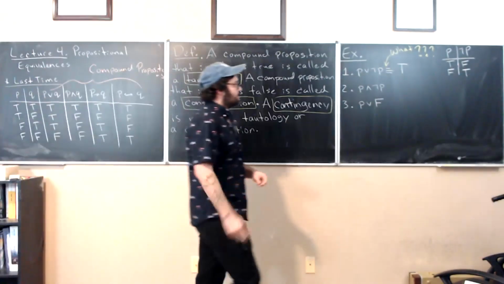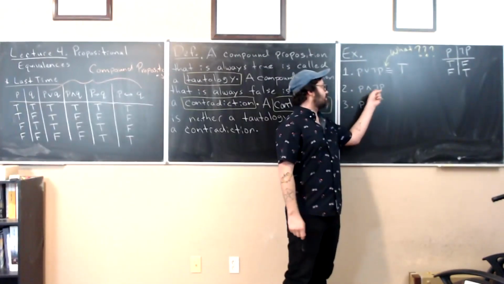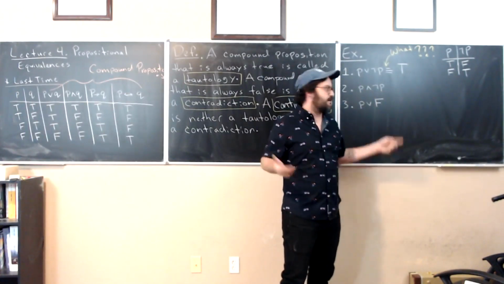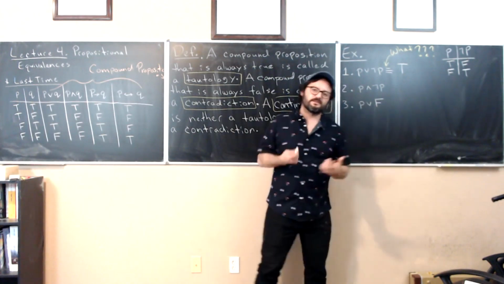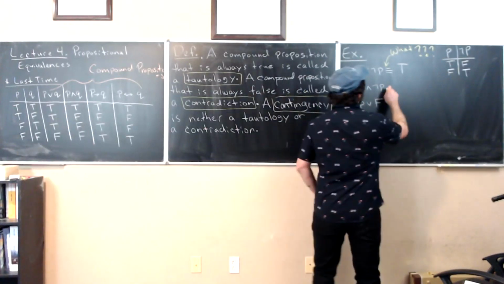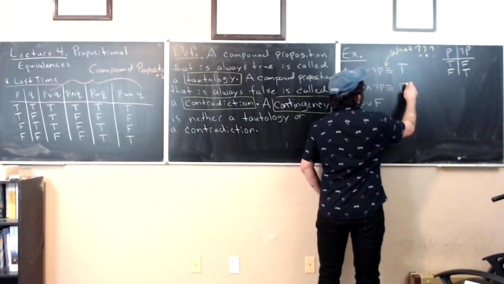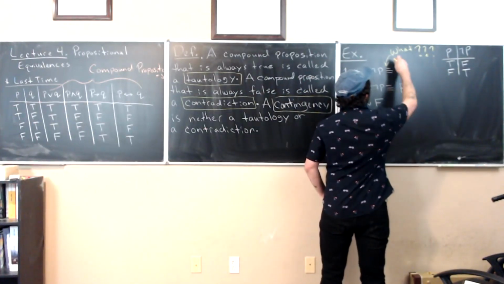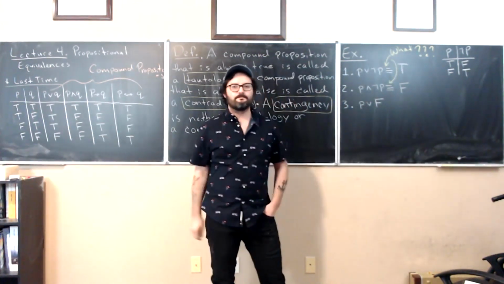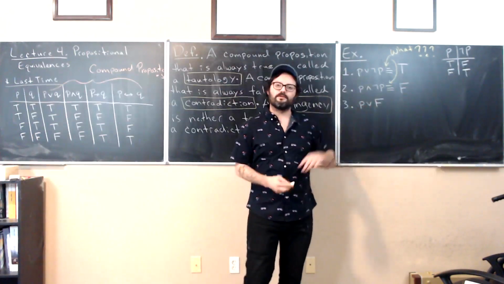true. So how could P and not P both be true? It's impossible, right? At least one of those is false, which means the conjunction between them will be false. And again, we have no idea what that symbol means yet. And then finally, P or false.